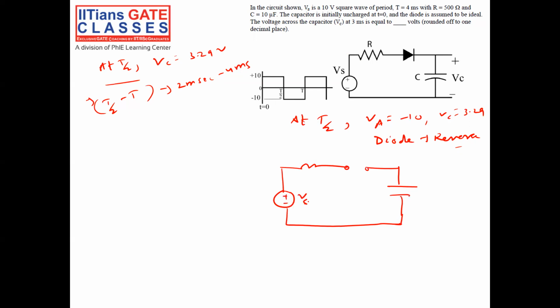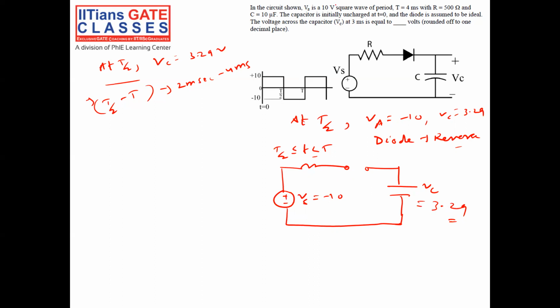So minus V is equal to minus 10. This is from T by 2 to T. So Vc: you see from T by 2 to T, since the diode is open circuit, the capacitor won't be able to charge or discharge. So the voltage across the capacitor will remain constant from T by 2 to T because there is no way to charge or discharge the capacitor. So this will remain constant at 3.29.